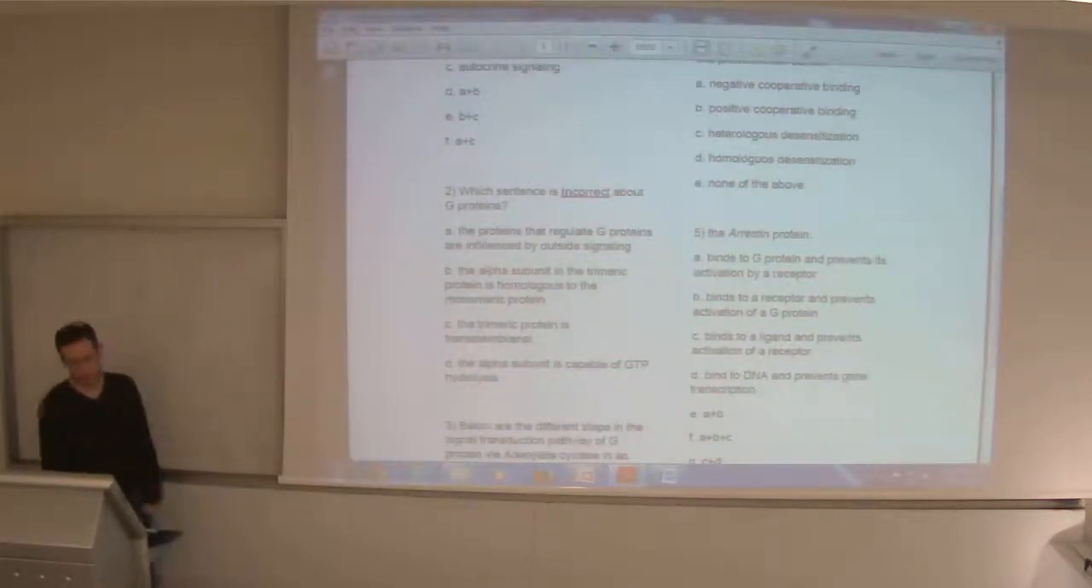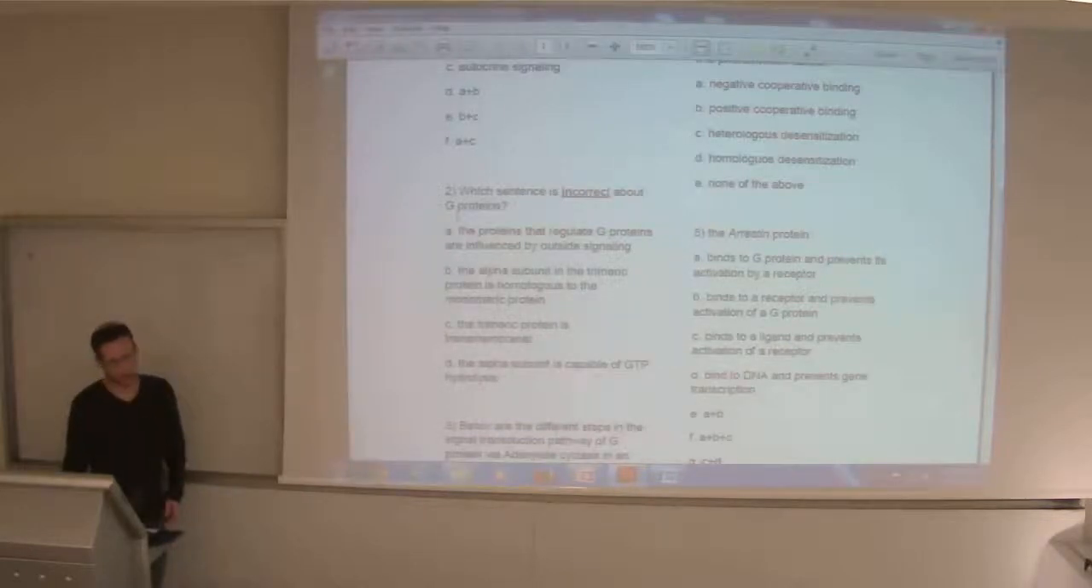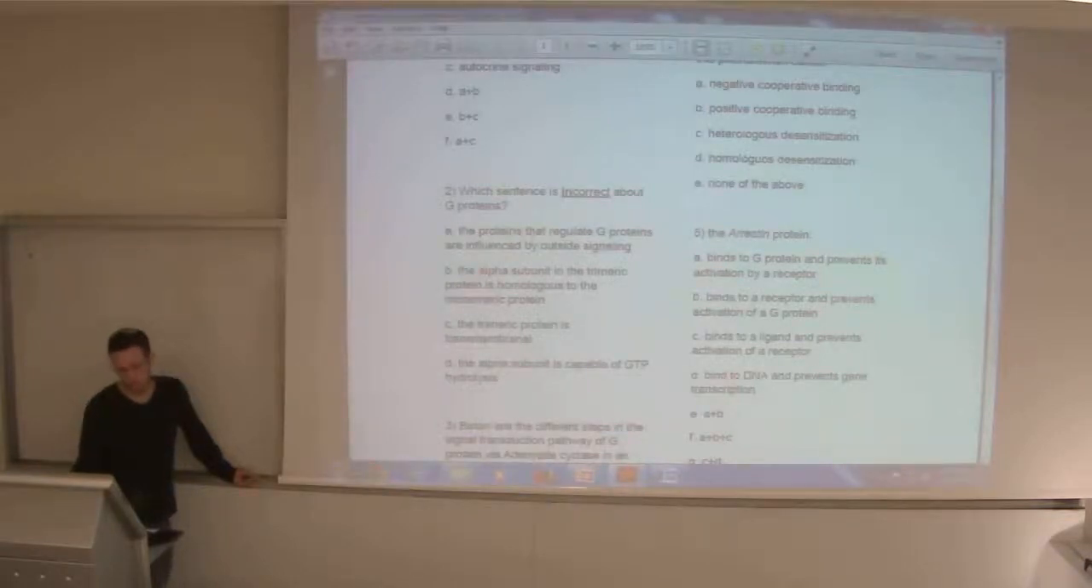Okay, second question, which sentence is incorrect about G protein? Let's read each one and see if it's correct or not. A, the proteins that regulate G proteins are influenced by outside signaling. We mentioned GEF, the guanine exchange factor, and also GAP, the GTPase accelerating protein. These are influenced by outside signaling, and this is why this sentence is correct.